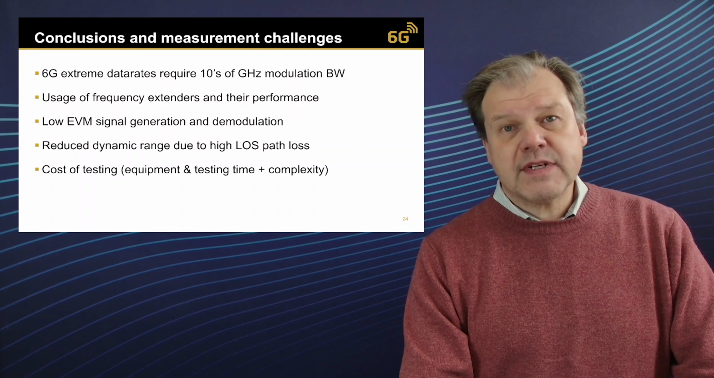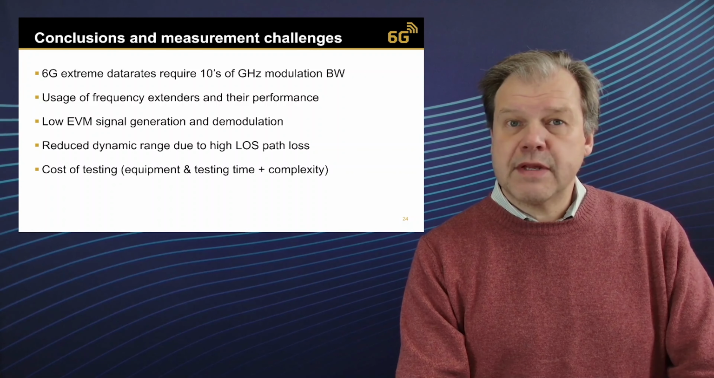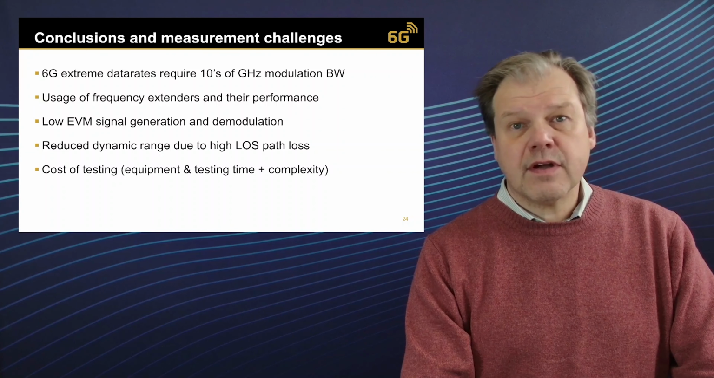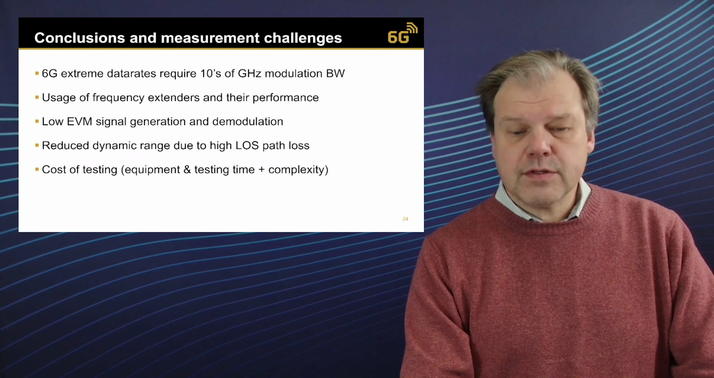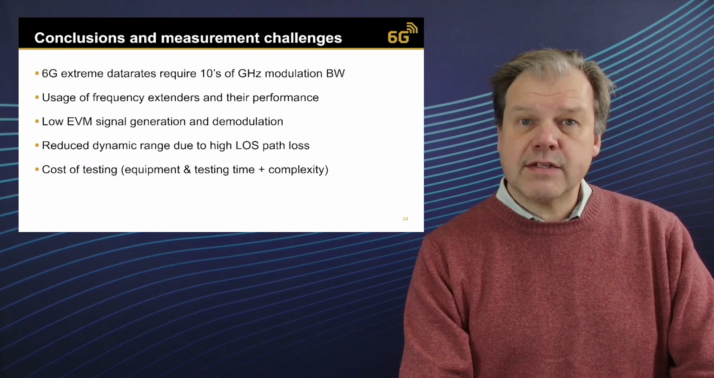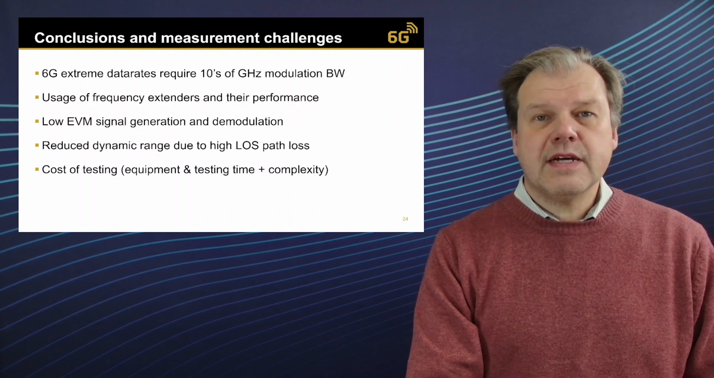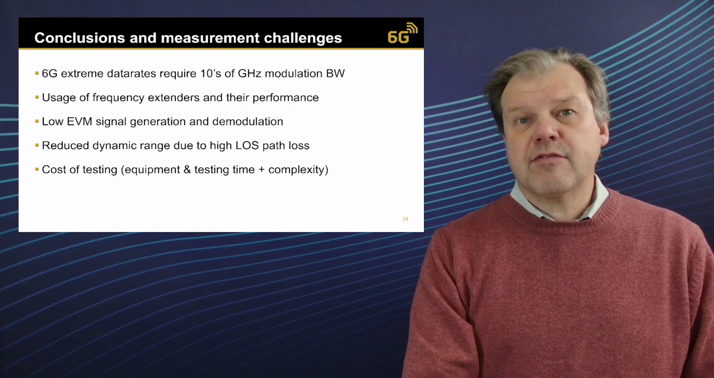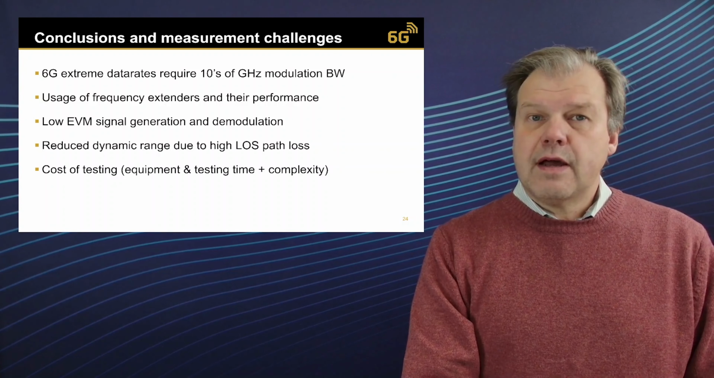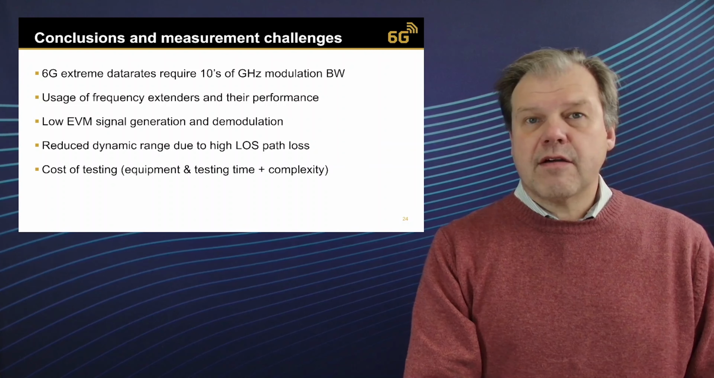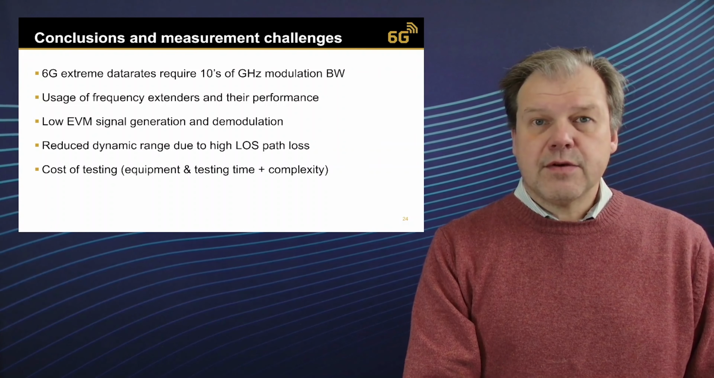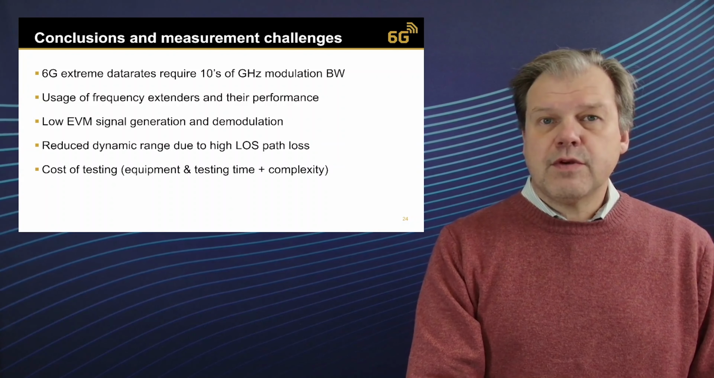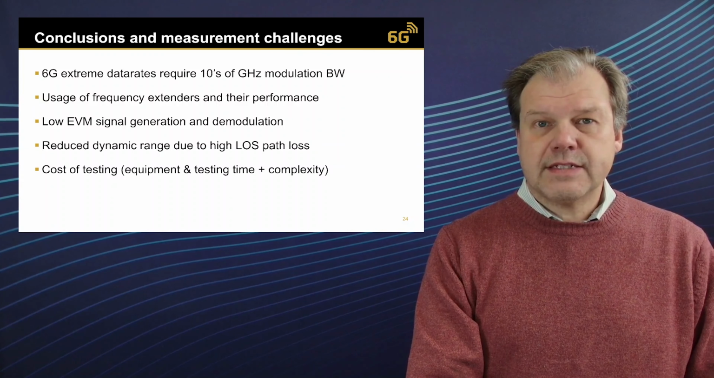High frequencies where 6G will be deployed for extreme data rates will have a significant line of sight path loss, and that will reduce the dynamic range of the measurements. Last but not least, the new 6G extreme data rate systems will be much more costly than current 5G measurement systems, and this also needs to be taken into account when thinking about doing the measurements and testing.